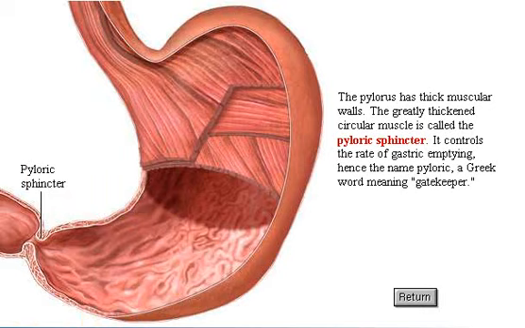The pylorus has thick muscular walls. The greatly thickened circular muscle is called the pyloric sphincter. It controls the rate of gastric emptying, hence the name pyloric, a Greek word meaning gatekeeper. Click the Return button to revert to the original diagram.